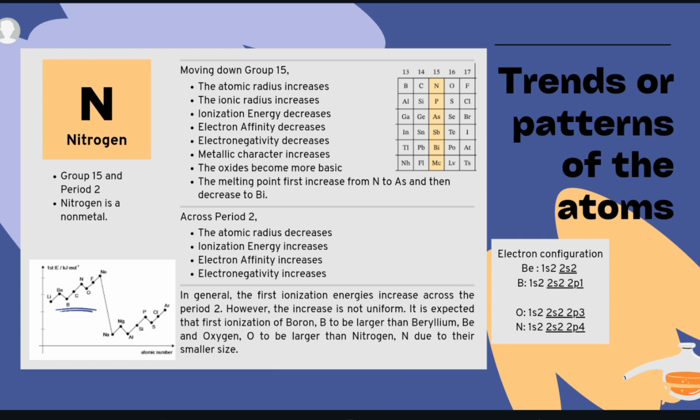So we have seen potassium and iron. Now let's take a look at nitrogen. Nitrogen is located at group 15 and period 2 in the periodic table. Nitrogen is also a non-metal.